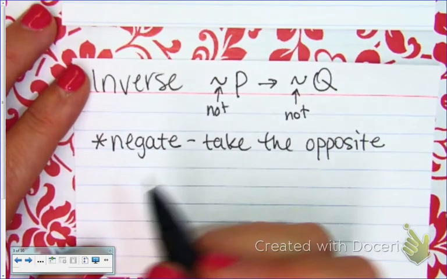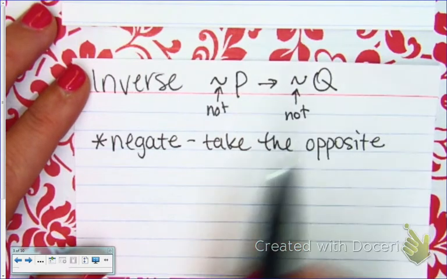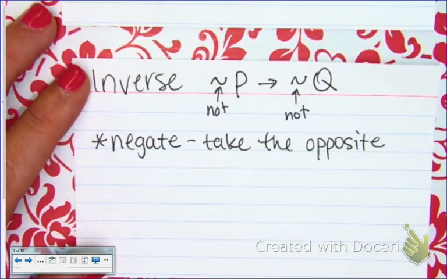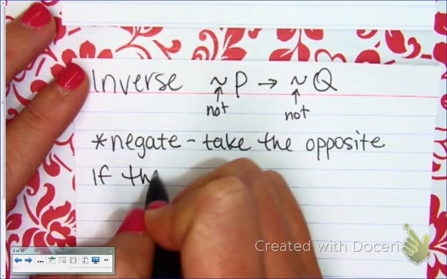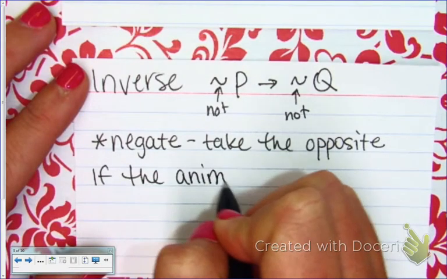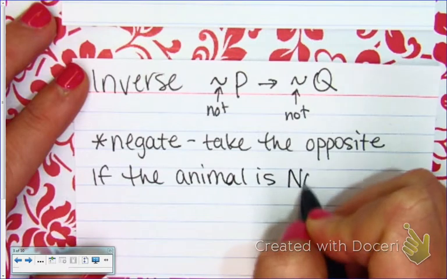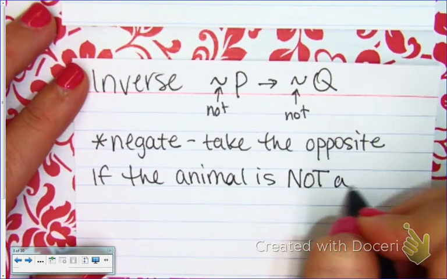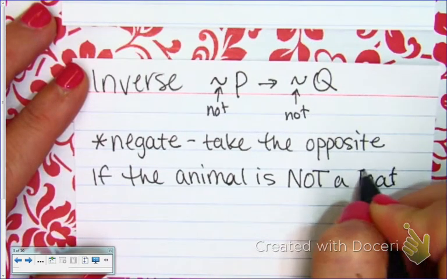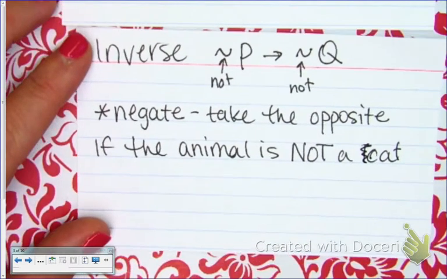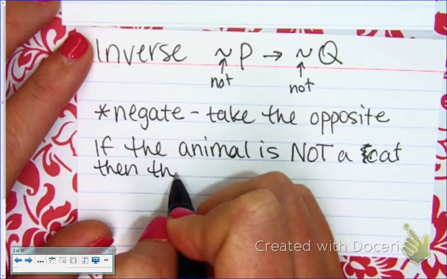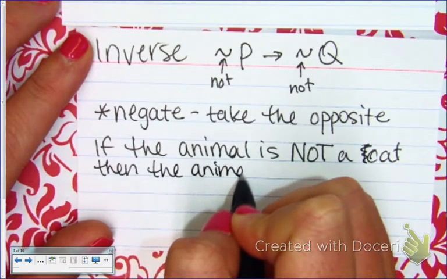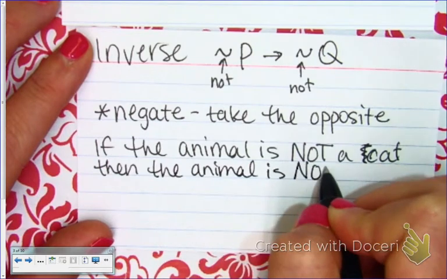Okay. So, did we change our P and our Q? No, we didn't. We left them the same. The only thing that we're doing is we're going to change this and put it with a not. So, if the animal is not a cat. Oh, can't spell today. I'm sorry. If the animal is not a cat, then what? Then the animal is not a lion.